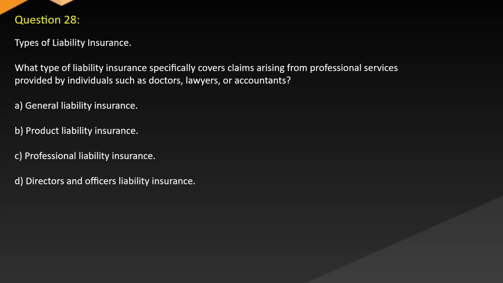Question 28. Types of liability insurance. What type of liability insurance specifically covers claims arising from professional services provided by individuals such as doctors, lawyers, or accountants? A. General liability insurance. B. Product liability insurance. C. Professional liability insurance. D. Directors and officers liability insurance.